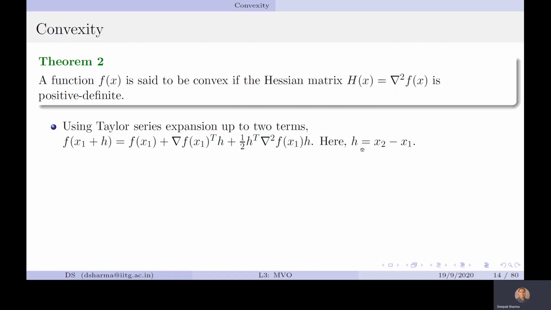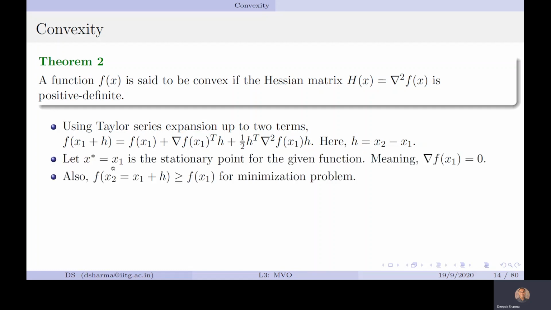Now here you remember that h is nothing but x2 minus x1. And let's assume that x1 is the stationary point. If it is a stationary point, it means that the gradient of the function will be 0. Another condition is that if we are solving a minimization problem, we know that the function value at x2 will be greater than the function value at x1. Why? Because x1 is the stationary point.